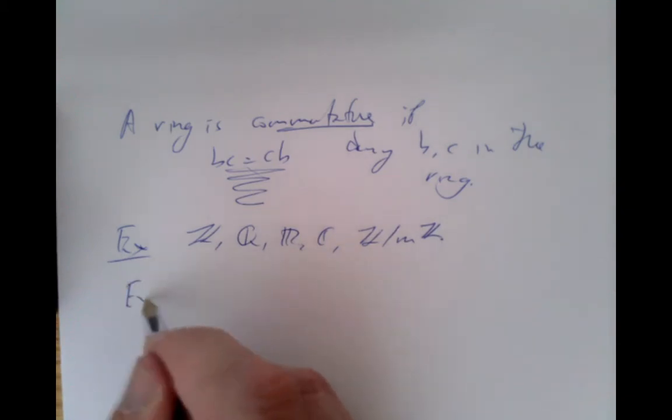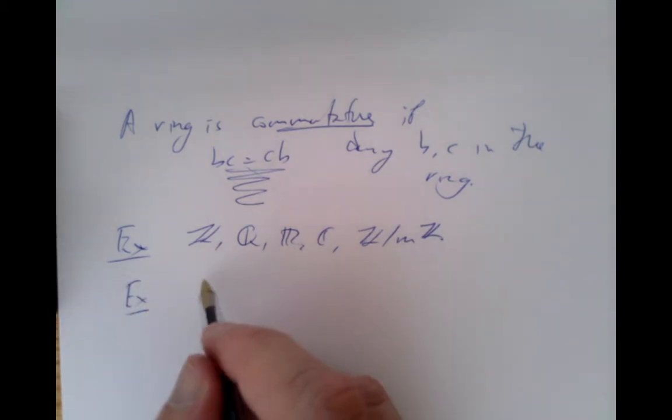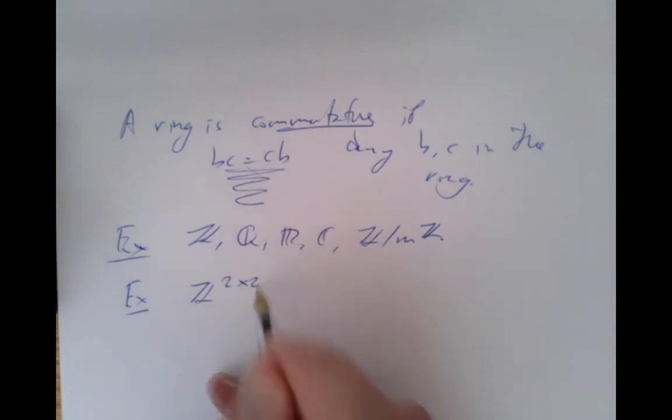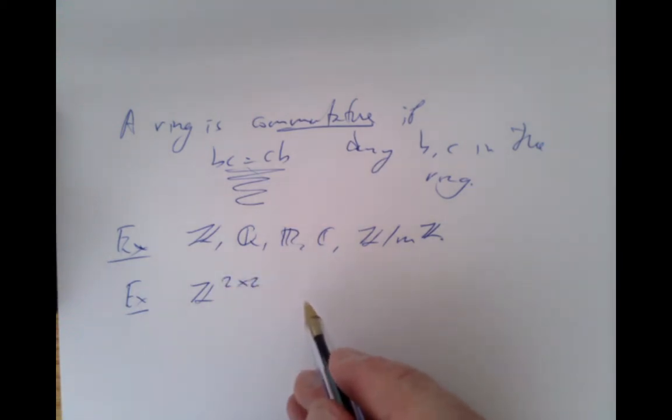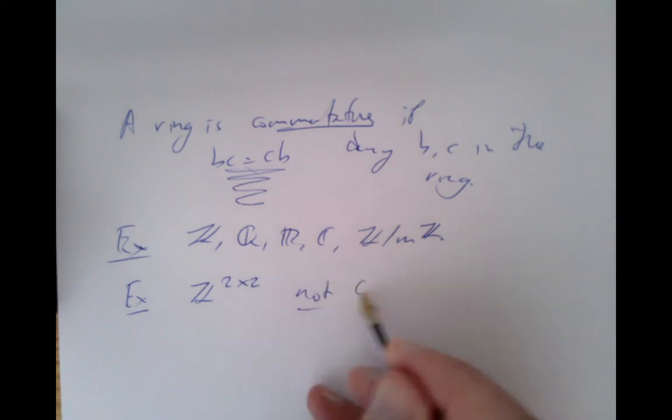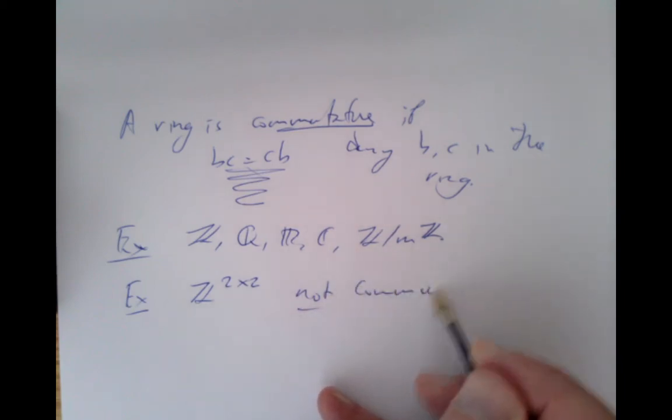Let's look at an example which has a nasty multiplication. If we look at the 2x2 integer matrices, those are not commutative. That's a non-commutative ring.